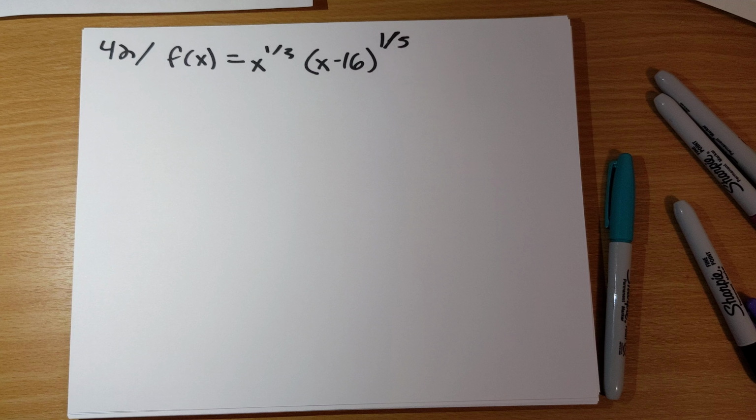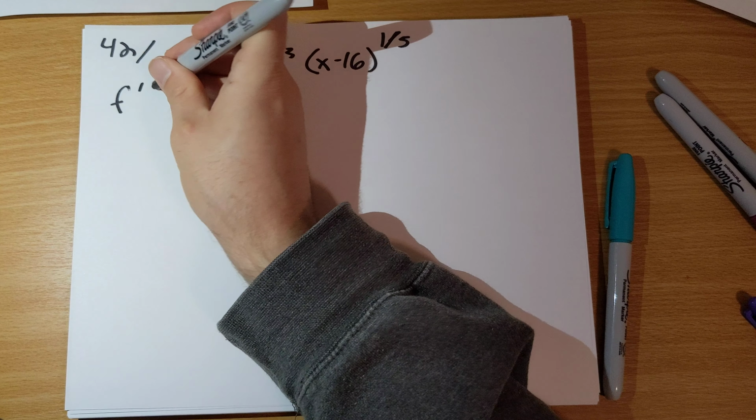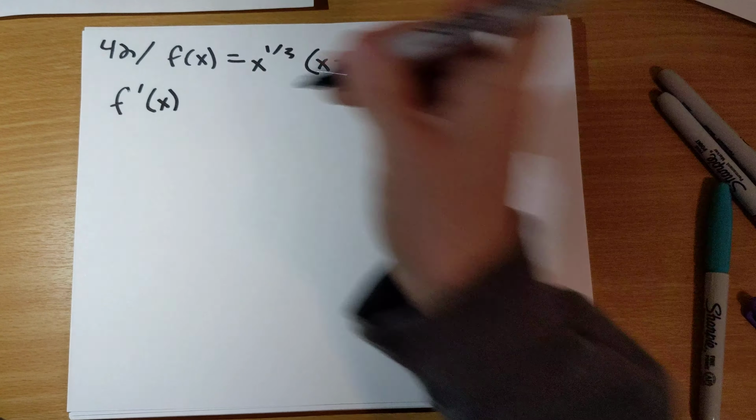On number 42, we have this function right here. Let's find all the critical numbers of f, and note here the domain of f is all real numbers. Okay, so to find critical numbers, let's take the derivative here.